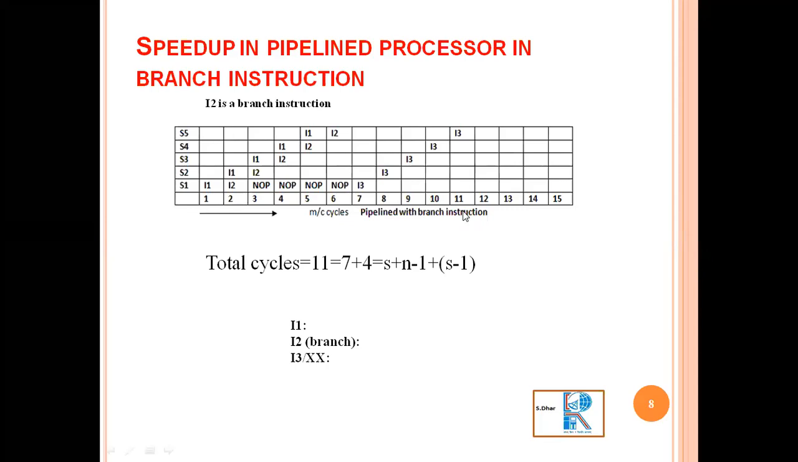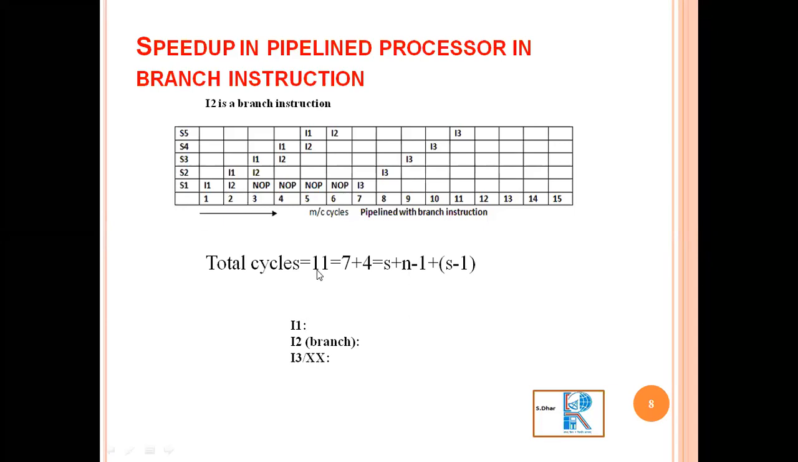Why is this the penalty? What is the penalty? The penalty is 4, because previously we found it was 7, n plus s minus 1. We have to give the penalty of 4 cycles, so that is 11. Now, what does the 4 cycles mean? See, what is the number of stages here? The number of stages is 5, so we have to take the penalty of 4 cycles. That means 5 minus 1. If the number of stages is s, we have to give the penalty of s minus 1.